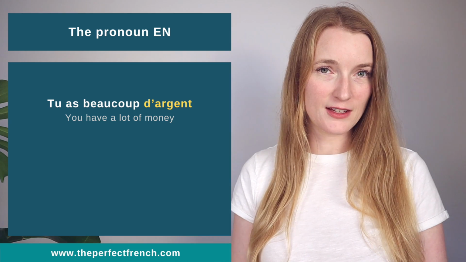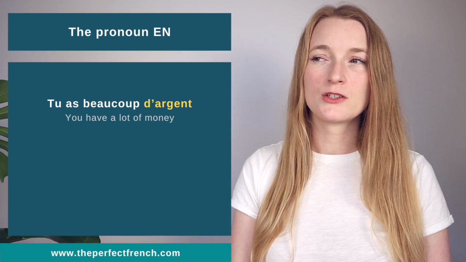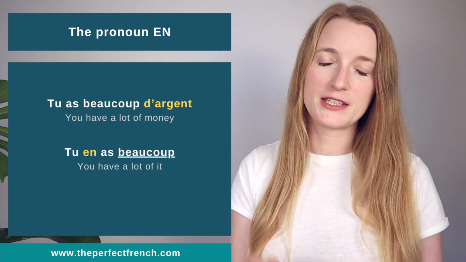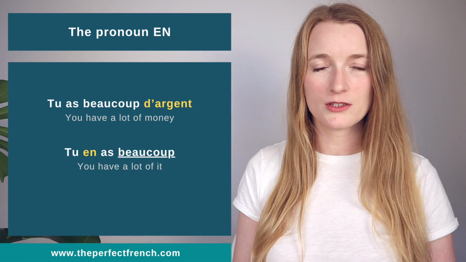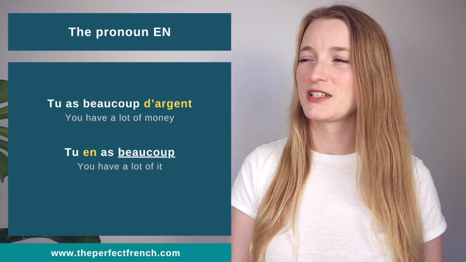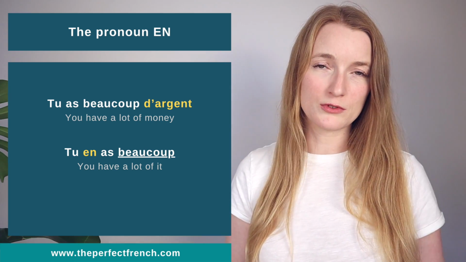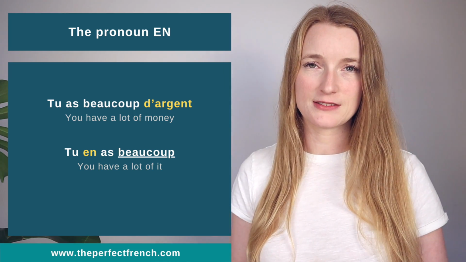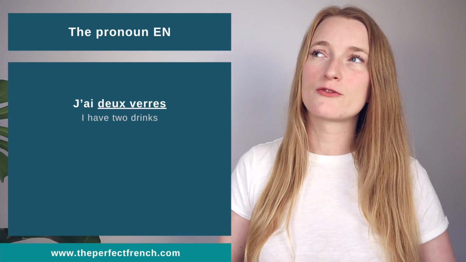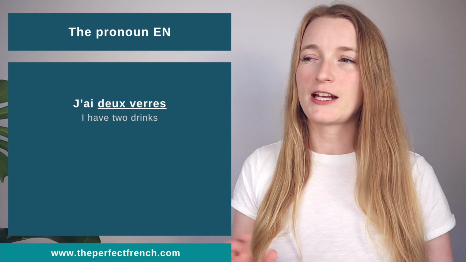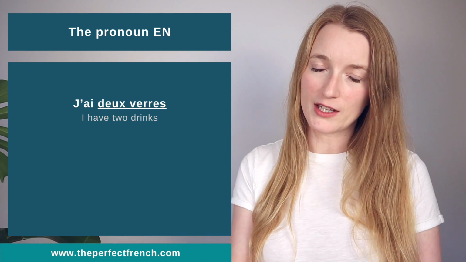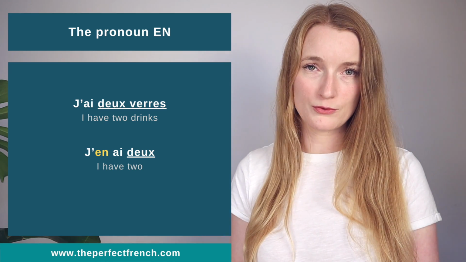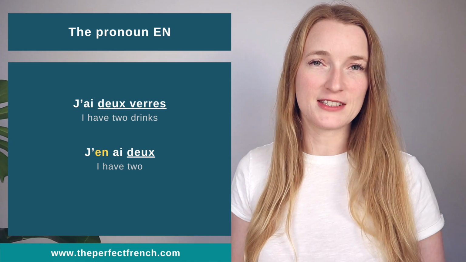One with an expression of quantity. Tu as beaucoup d'argent. You have a lot of money. And here it's very special because we are going to replace d'argent, but we keep beaucoup. So it becomes tu en as beaucoup. We keep the expression of quantity and we put it at the end of the sentence. Same for quantity with numbers. J'ai deux verres becomes j'en ai deux. So you keep the expression of quantity, always.